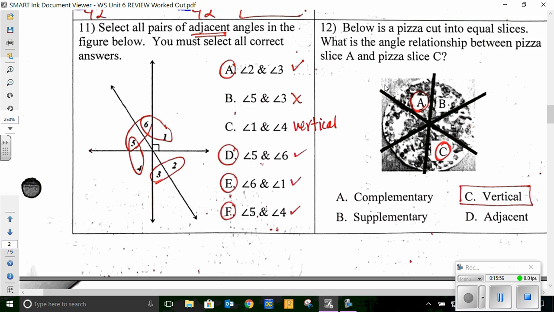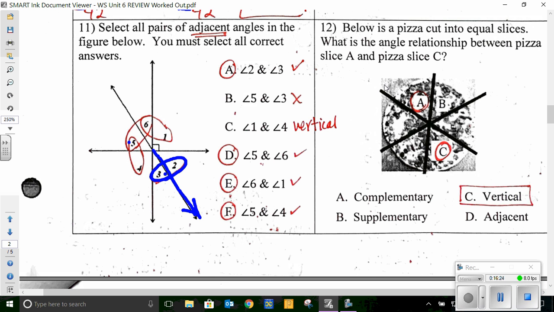What I did is I looked at all my choices. Now, A said angle 2 and angle 3. So I looked at angle 2 and angle 3, and they clearly are right next to each other, right here. 2 and 3, they're sharing that ray right there. So therefore, yes, and I circled those. 5 and 3, 5 was here and 3 was over here. They have no relationship. They're not opposite, even though they look like maybe, but they don't quite make that bow tie thing. So they're not actually opposite.